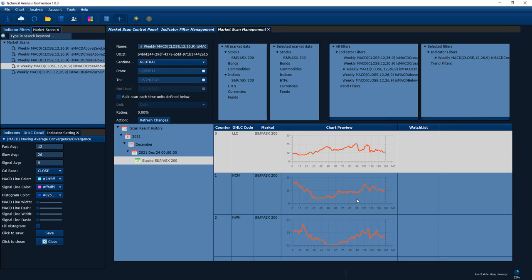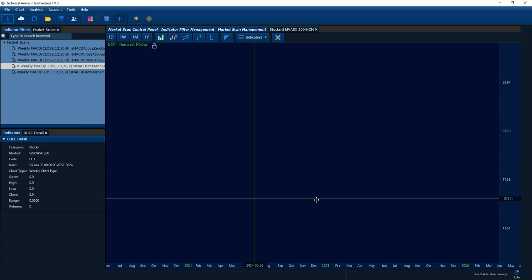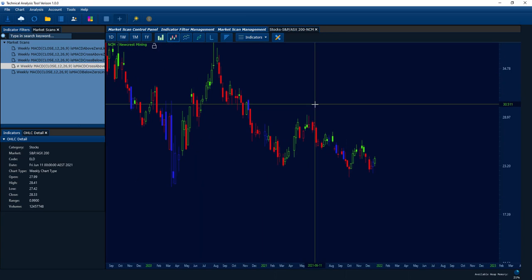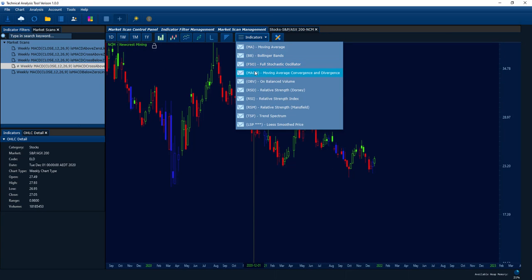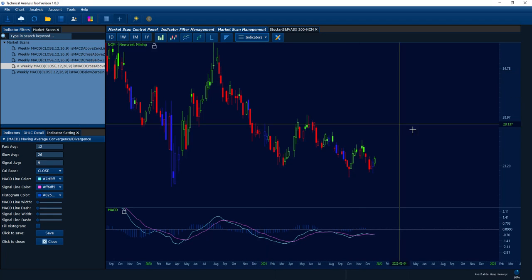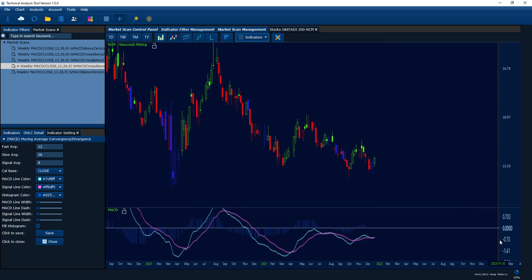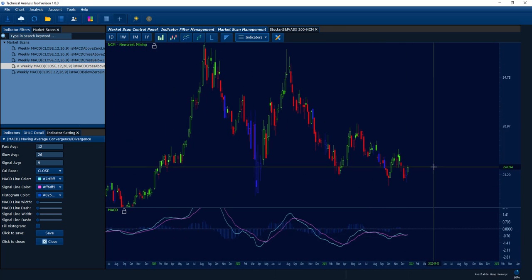Let's take a look at another one. NCM, Newcrest Mining. This is a big mining company. Let's take a look at its MACD indicator. There you go, so another one. The MACD line and signal line are below the zero, but the MACD line starts to cross above the signal line. So that's what we are looking for, right? That's the correct result.